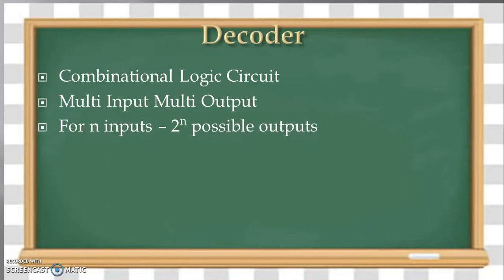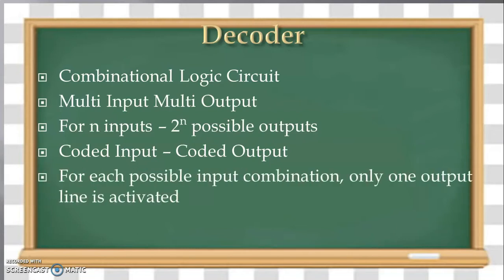For n number of inputs, the possible outputs are 2 raised to n. For example, if we have 2 inputs, the maximum possible outputs will be 2 raised to power 2, and that is 4. In the same way, if inputs are 3, then the maximum possible outputs are 2 raised to power 3, and that is 8. We have coded data at the input side, and coded data is transferred to the output side.